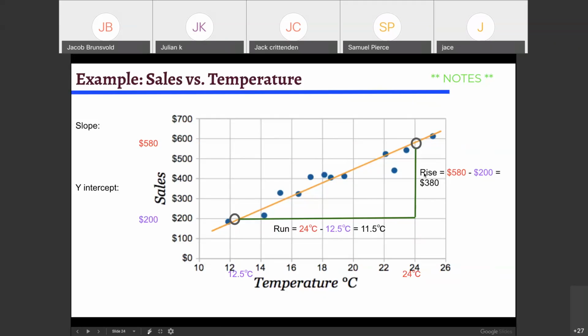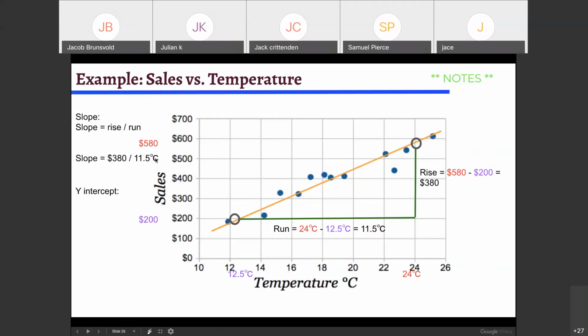All right, so for your rise, we're taking this point 580 and this point 200, and we're going to subtract them. So 580 minus 200 equals $380. Notice that I kept using units the whole way through on this. Okay, so now we're going to talk about how to calculate slope. Slope is rise over run. My rise is 380. My run is 11.5. So my slope is going to be $380 over 11.5 degrees Celsius.